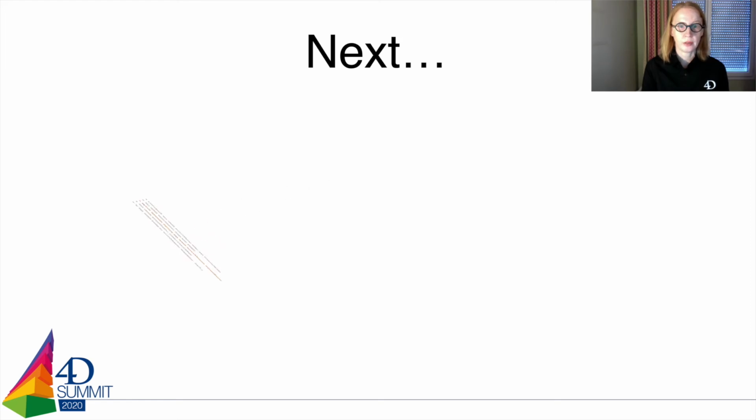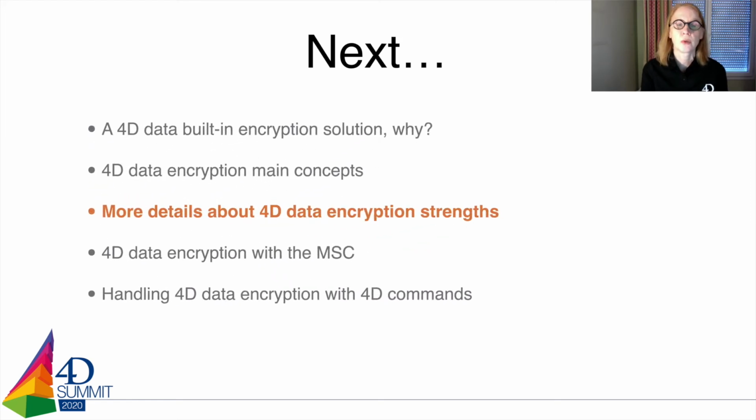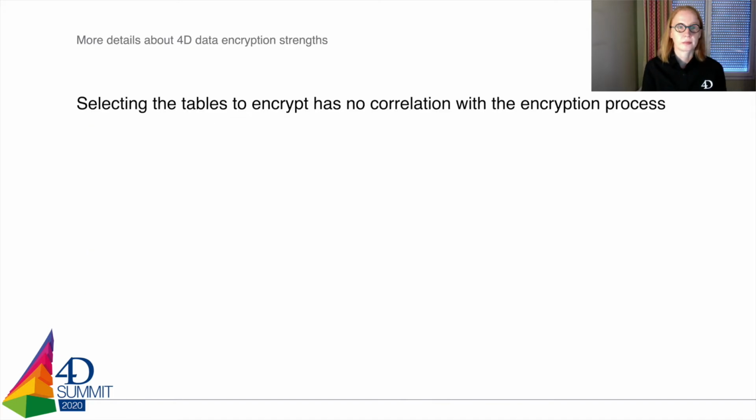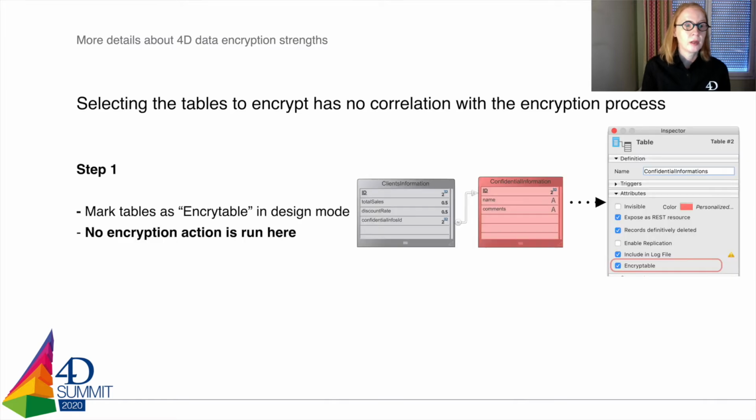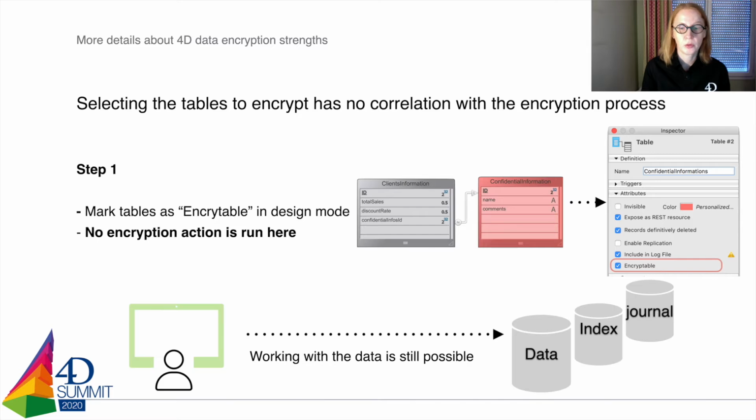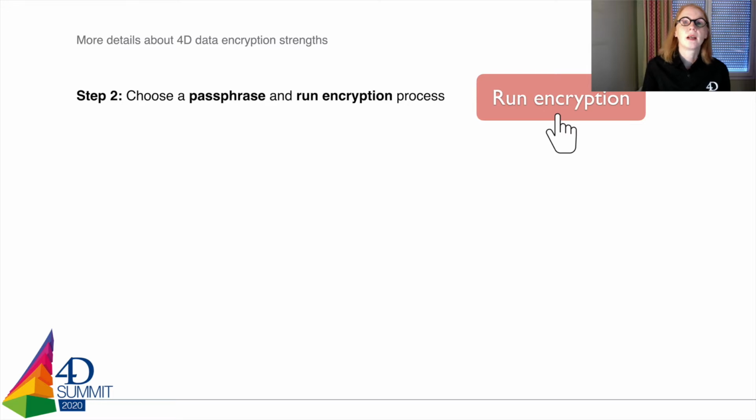The next section is about all the strengths of this 4D data encryption solution. First, selecting the tables to encrypt has no correlation with the encryption process. The first step is to select the tables you want to encrypt. For this, you go in design mode, and there is a new checkbox. This is the encrypt table checkbox. And no encryption action is run here. You can still work with your database.